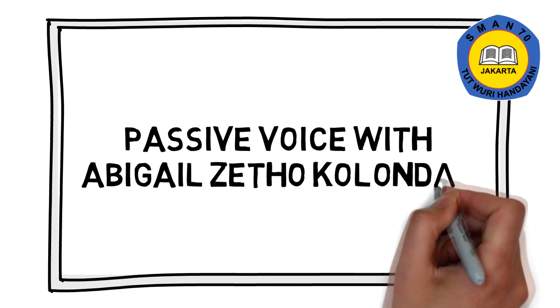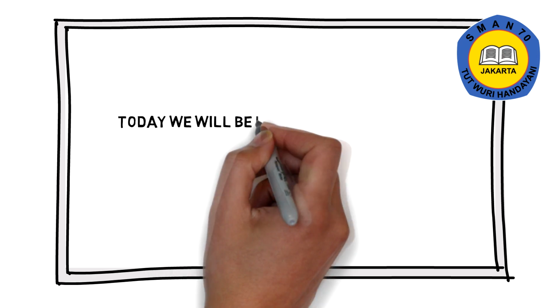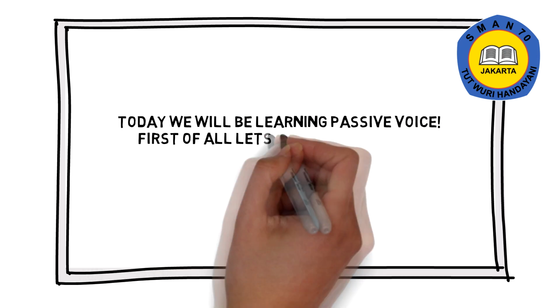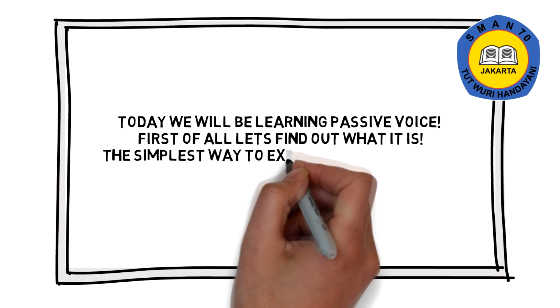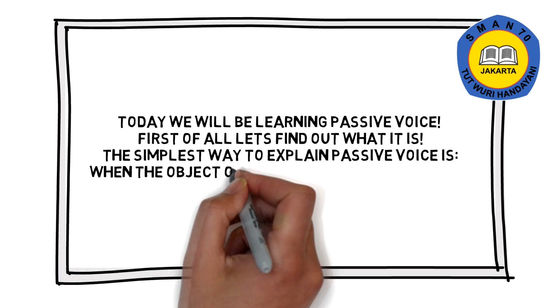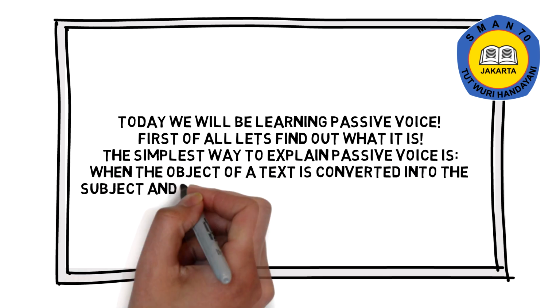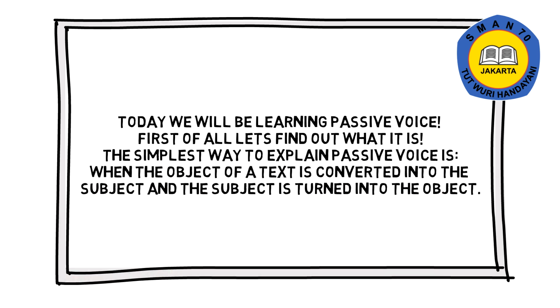Well, today we'll just start off with what is passive voice in the simplest way possible. The simplest way to explain passive voice is that when an object of a text is converted into the subject and the subject is turned into the object.